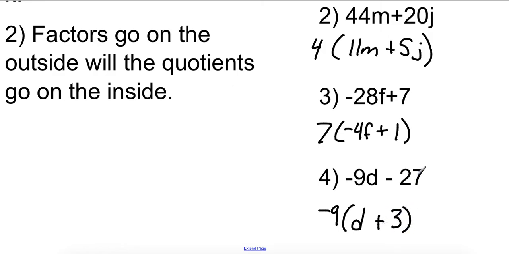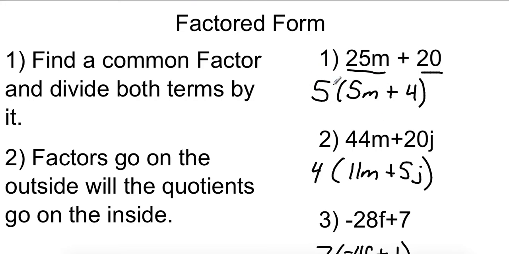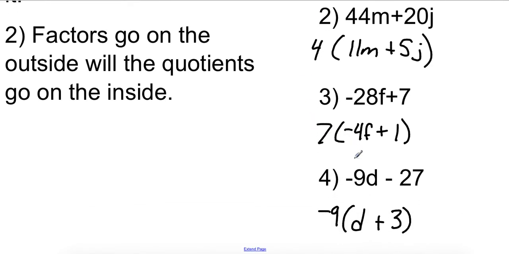Now, a good way to check your work is to double check to see if your factors actually turn into what you're factoring out. So 5 times 5m is 25m, 5 times 4 is 20. And then for a little bit more complex ones, like for example this number 4, negative 9 times d is negative 9d, and negative 9 times 3 is minus 27.